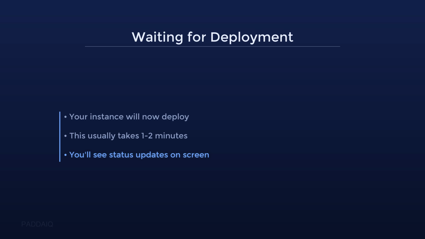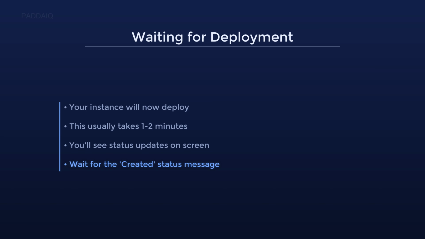You will see status updates on screen. This means the system will show you real-time progress indicators during deployment. For example, when you deploy an app, you might see messages like building, deploying, or ready. This keeps you informed at each step, so you know exactly what's happening without guessing.